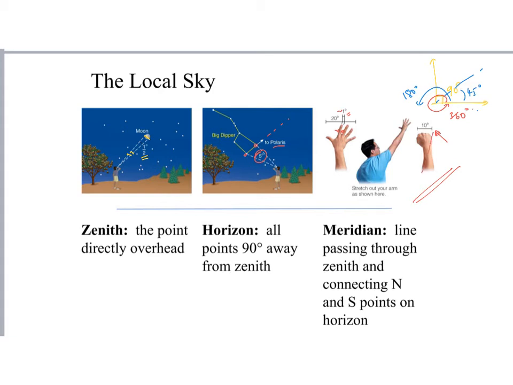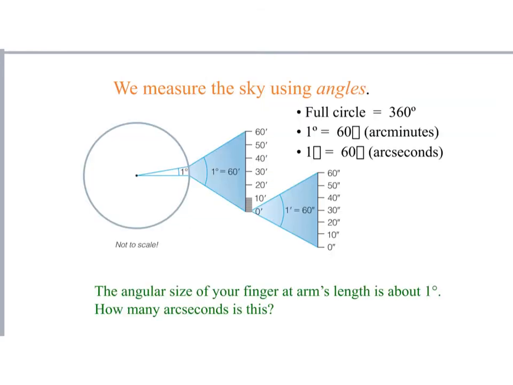So basically, if this is your eye, that sees your fist as subtending 10 degrees. And here on the bottom, there are, just for you, some definitions of what the zenith is, the horizon, and the meridian line. You can always come back to this slide if you need to review these definitions. All right, so we do measure the sky using angles.